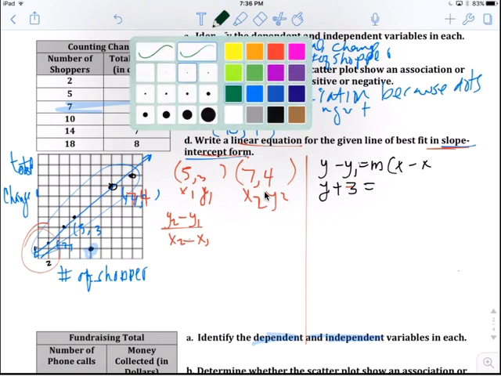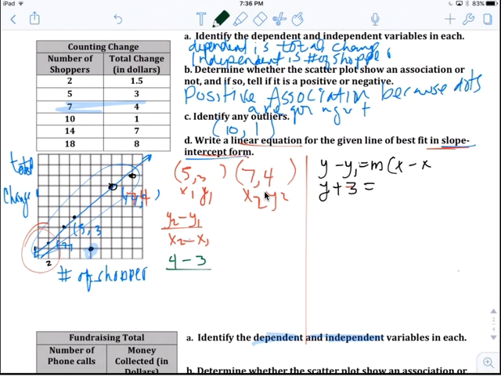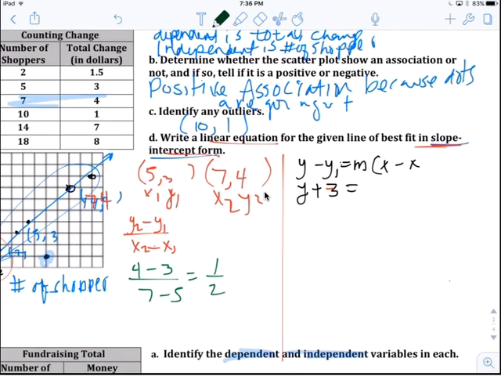So it is 4 minus 3 over 7 minus 5, which is 1 over 2, 1/2. So you use that a half here, and x minus x1 is 5. Distribute, you get 1/2 x. Distribute, you get minus 5 over 2. If you divide that, you get 2.5, right? On your calculator, you get 2.5.